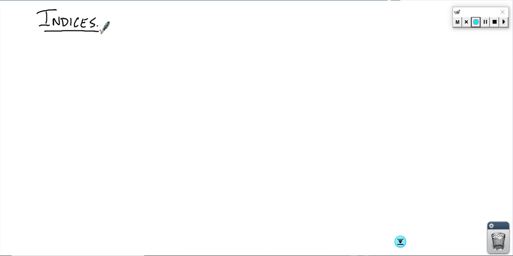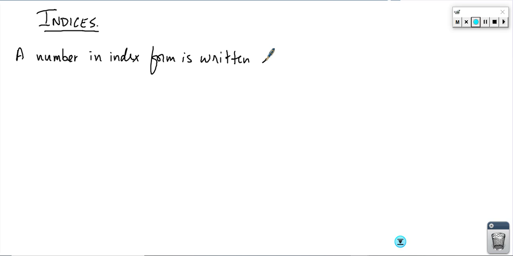We're going to learn them, but first, how do I write a number in index form? A number in index form is written as a to the power of n, where a is called the base and n is called the index or power.